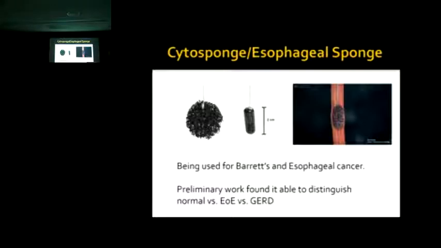As they go up the esophagus, they scrape the inner lining and are able to get very similar diagnostic information. So they can measure the amount of EoE, the amount of eosinophils, as well as other cofactors. They've begun using this for Barrett's, as well as esophageal cancer screening.